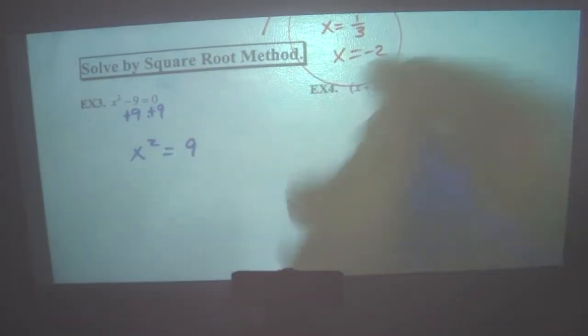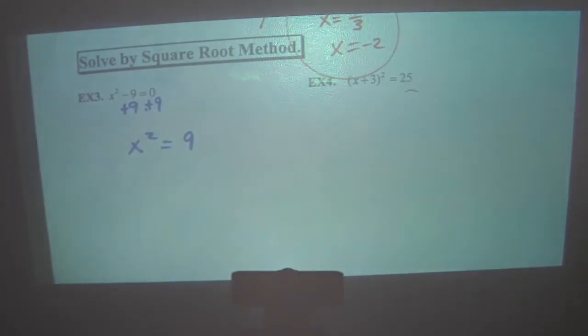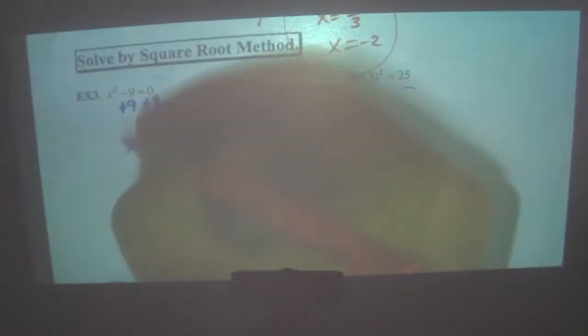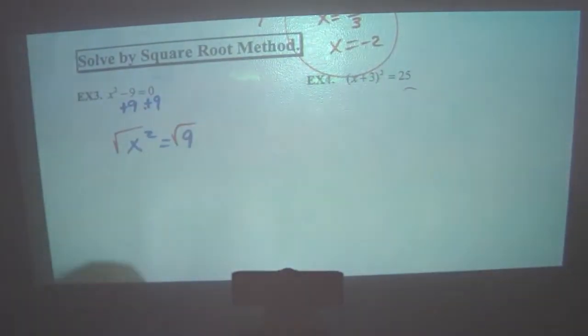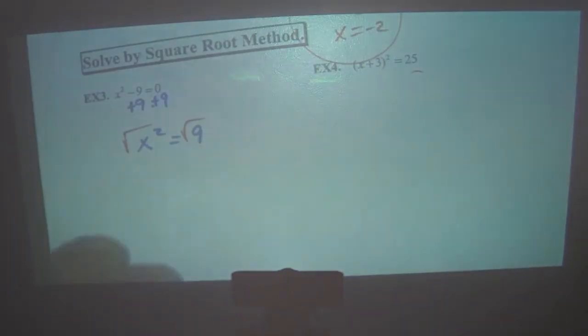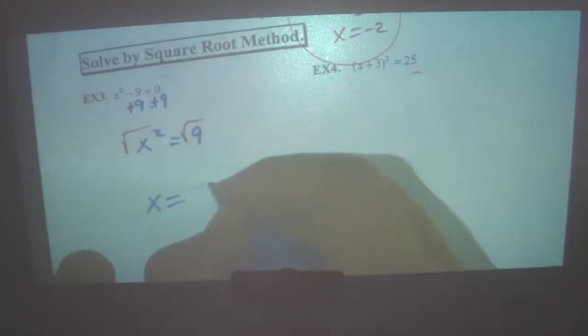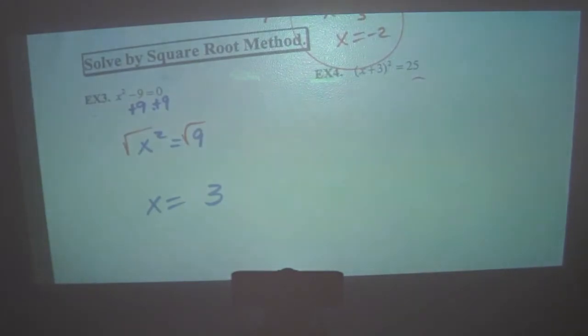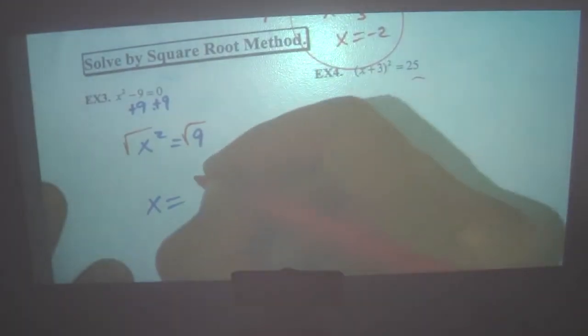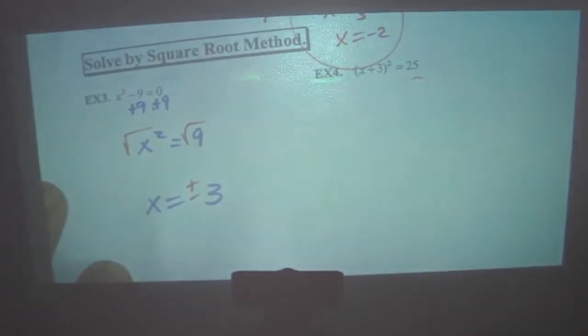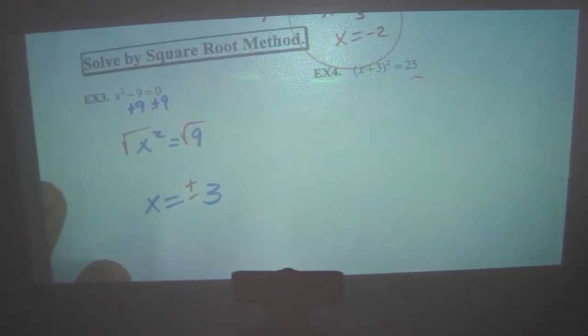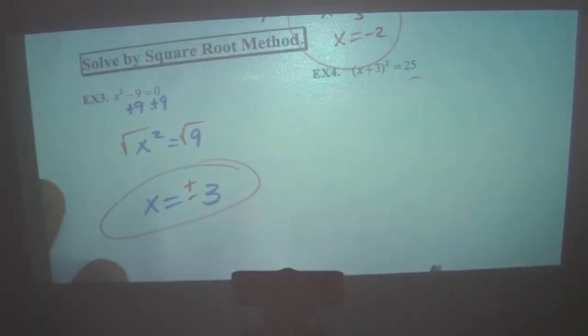So I get x squared equals 9. And now I square root both sides. That's why it's called the square root method. And we get x equals 3. And I always say, don't forget the plus or minus. Remember, this is a quadratic. We should get 2 solutions most of the time. Okay? So final answer, I should get x equals plus or minus 3.